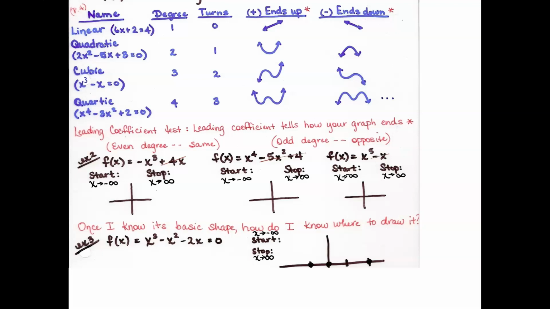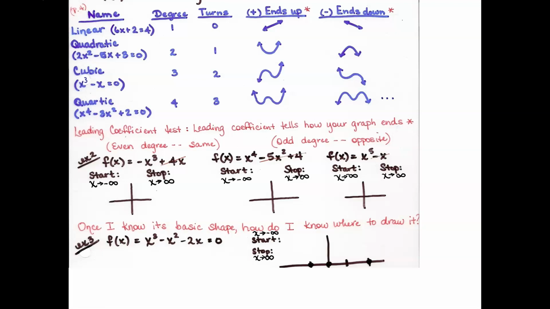So again, here's that leading coefficient test that we were just talking about. Your leading coefficient tells you how your graph is going to end. And as we noticed on our chart, when their degree was even, they started and stopped in the same direction. When their degree was odd, they started and stopped in opposite directions. All right, so look at this first example. f of x is equal to negative x cubed plus 4x. The plus 4x is really irrelevant. Doesn't have anything to do with what we're looking at.